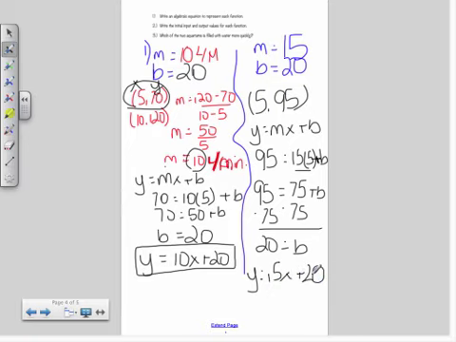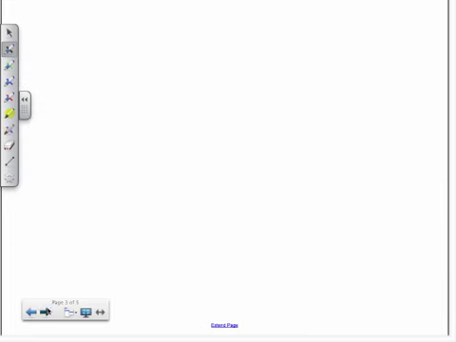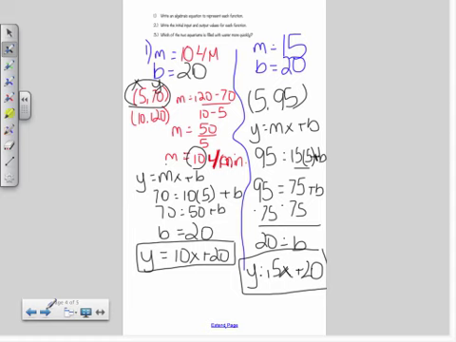Now here's the thing that's really important. You need to understand what this is saying, what this means. First of all, we have to understand what x and y stand for. So let's go back and read what it says. y is the number of liters, and t is the time in minutes. So actually, our final equations should be y equals 10t plus 20, and y equals 15t plus 20.